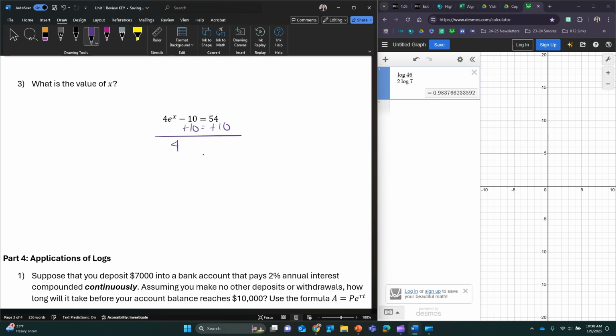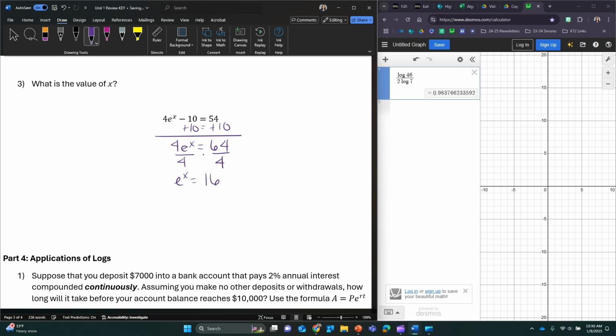And so that's going to give me 4e to the x is equal to 54 plus 10, which is 64. Now I'm going to divide both sides by 4. So when I divide both sides by 4, that gives me e to the x is equal to 64 divided by 4, which is 16.